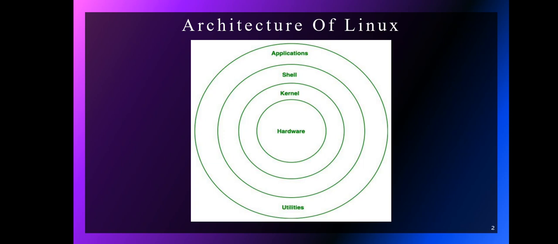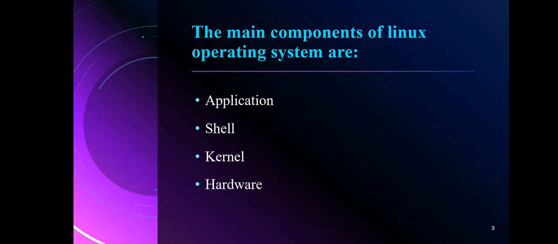Fifth one is applications. Applications are programs that users use for their work, built using utilities and libraries. For example, a web browser like Firefox or a text editor like VS Code. The main components of the Linux operating system: application, shell, kernel, hardware.